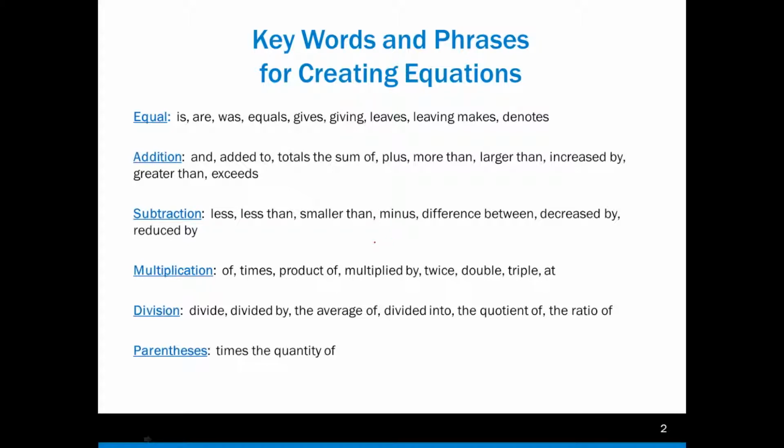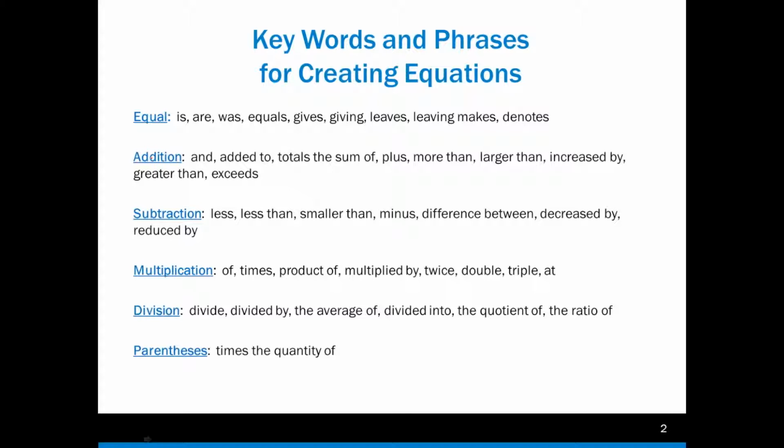For example, equals obviously is equal, but total or the sum of would be addition. It wouldn't be multiplication, and it wouldn't be division because you're totaling, right? You're adding them up.